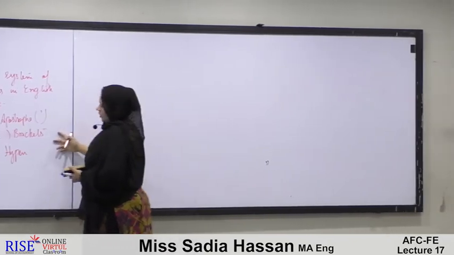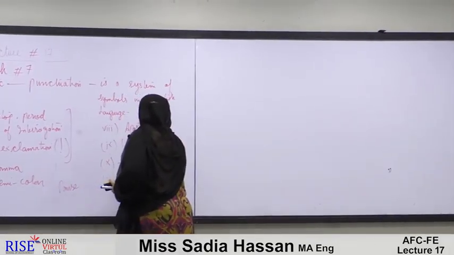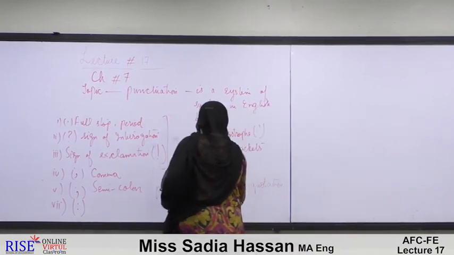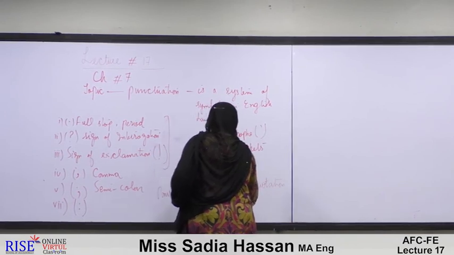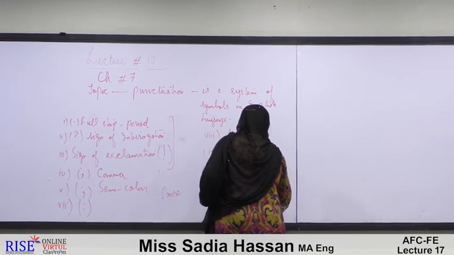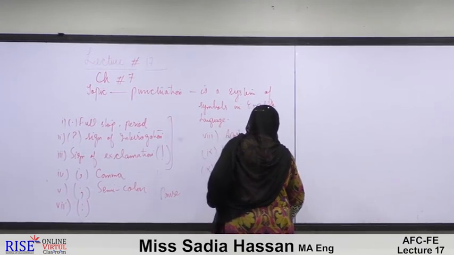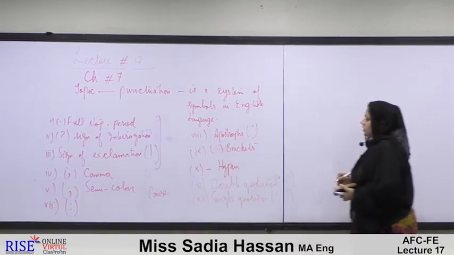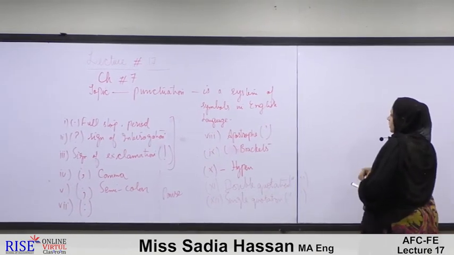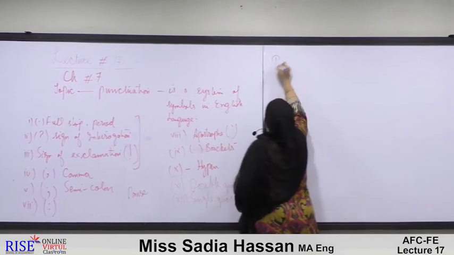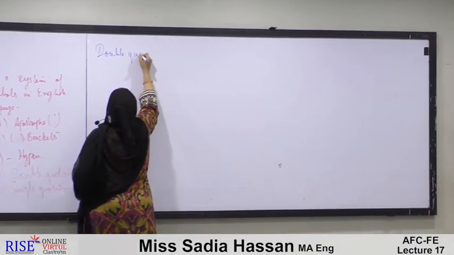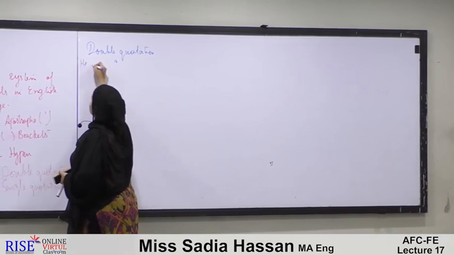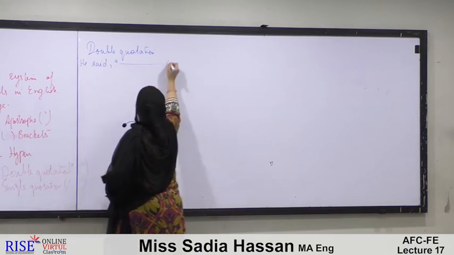We have missed two other marks of punctuation that include the double quotation, and the other is called the single quotation. How they are used in English grammar, this is what we are going to see. First of all, double quotations. The direct words of any speaker, he said, they are always enclosed in double quotations.